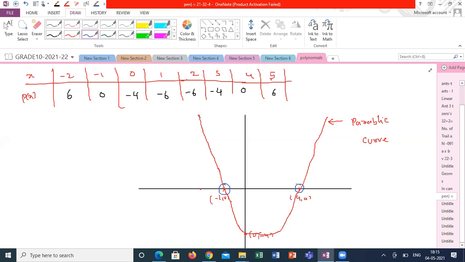Is it clear, guys, what I'm saying? Sir, can you explain once more, sir? See, based on the graph, we can say how many zeros are available, how many times it is intersecting the x-axis. That will give the number of zeros of this polynomial. Okay, sir. I got it.